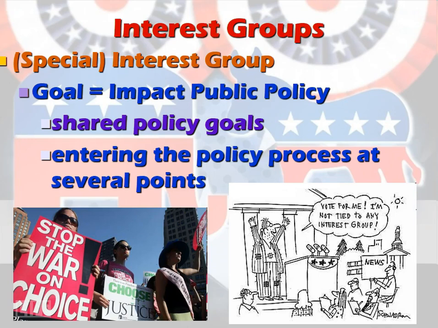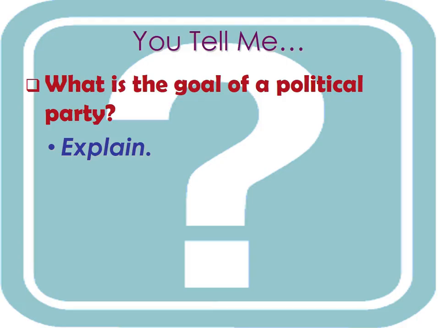Interest groups have shared policy goals, and they try to enter the policy process at several different points. What this means is they are trying to influence who gets elected, but they're not actually putting candidates up for election. So just like a political party is trying to impact public policy, so too is an interest group, but there are a lot of differences in the way they function.